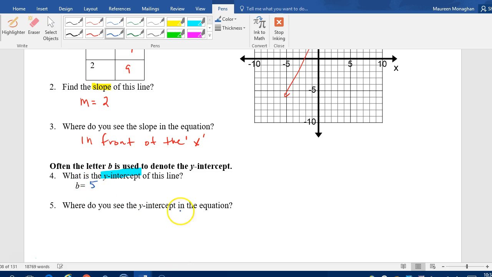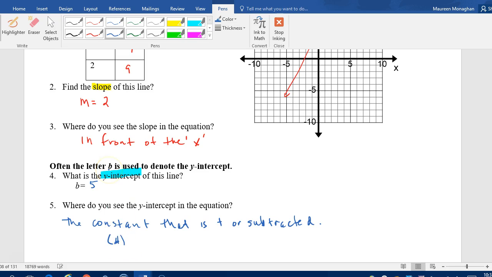Where do you see the y-intercept in the equation? It's the constant that is added or subtracted. Okay? So it's the constant. Remember, a constant is strictly a number.